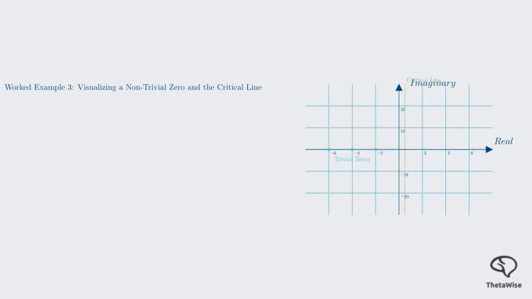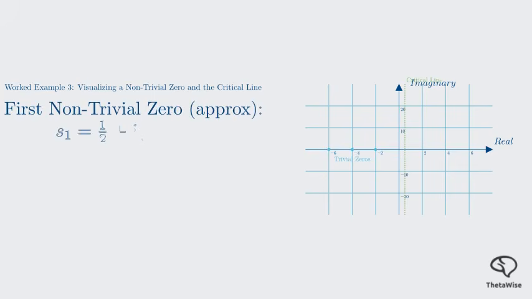The smallest non-trivial zero is approximately at s equals 1/2 plus 14.1347 times i. Here, 14.1347 is the imaginary part, and it is a known value that has been computed to high precision. How would we plot this? The real part tells us our horizontal position, and the imaginary part tells us our vertical position.